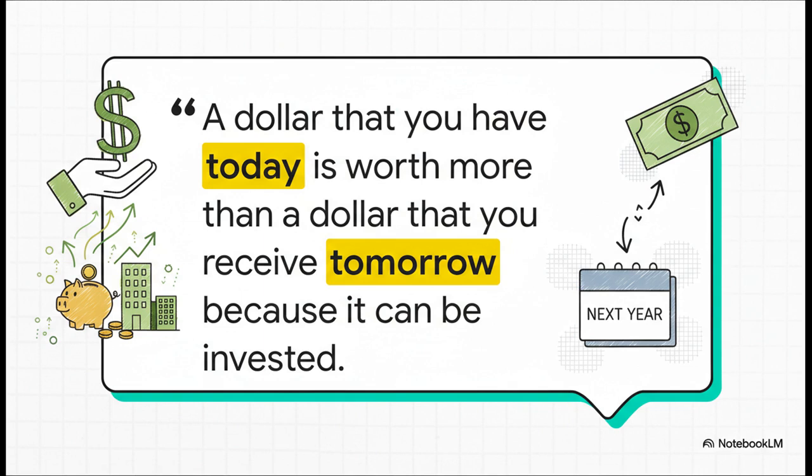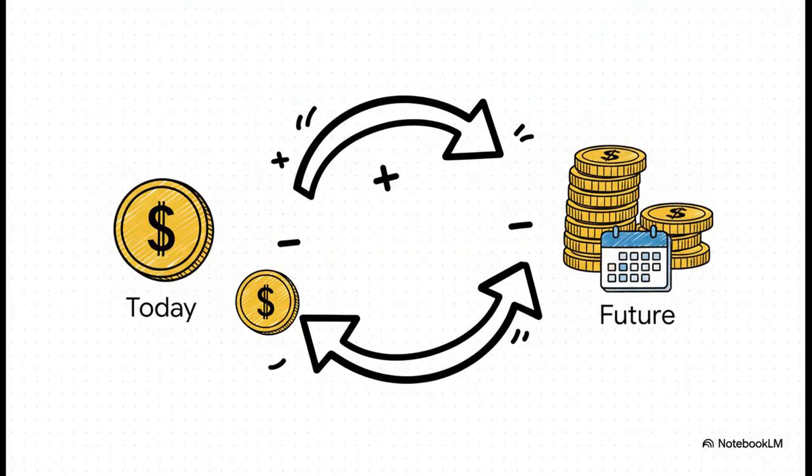It has what we call opportunity cost. You could invest it, earn some interest, whatever. That dollar can start working for you immediately. But a dollar you're promised next year, it's just sitting there. For a whole year, you've lost the chance to earn a return. And let's put some real numbers on this to make it crystal clear. If you have a dollar today and you invest it at a simple 5% interest rate, in a year, you have $1.05. Simple enough, right?